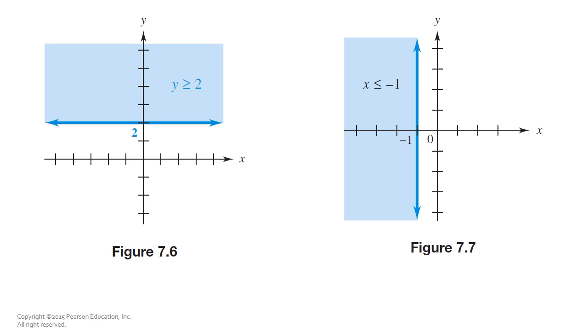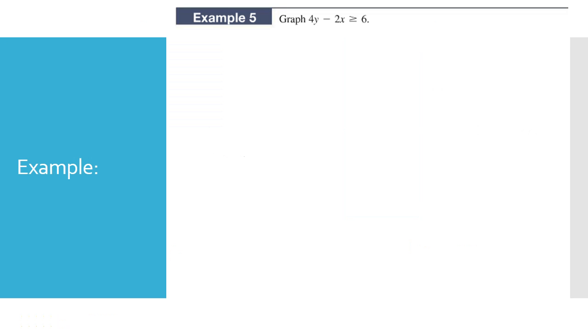There we go. Y is greater than or equal to 2 is the line y equals 2, and it's shaded above. X is less than or equal to negative 1 is the line x equals negative 1 and is shaded to the left. Try this example. Pause the recording and then resume the recording to check your answer.